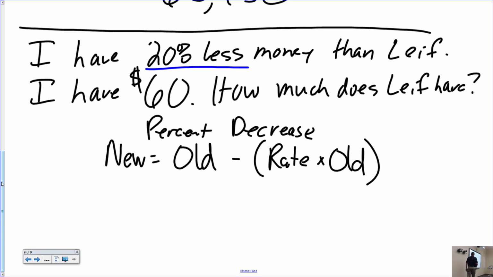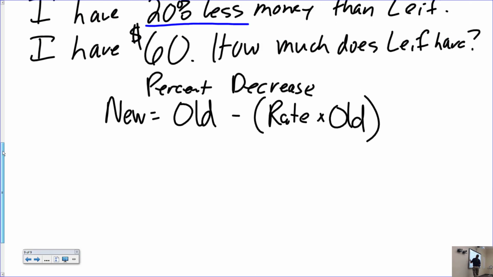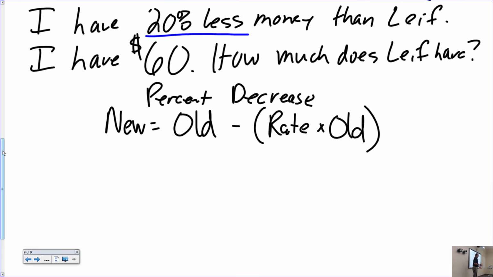Now, here's the hard part. What did I give you? Take the freebies first, right? Remember the rate. That one's always the same. It's a percent. So it's 20%. 0.2. Awesome. Now here's the hard part. Did I give you new or old?